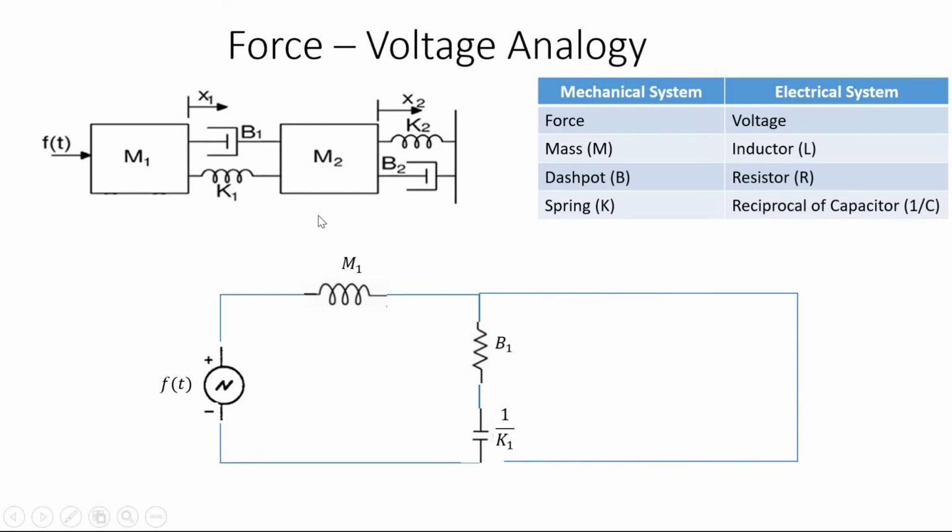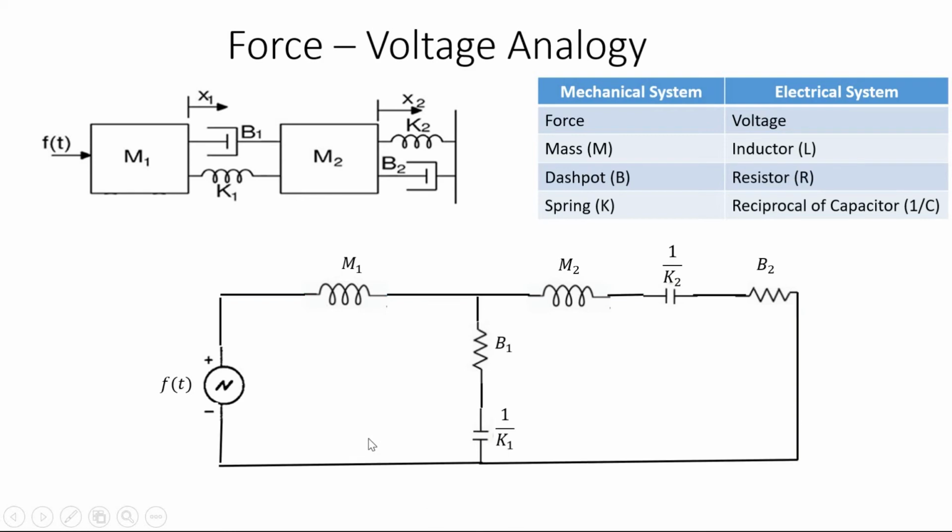Then next, for M2, the common terms are these, and the individual terms are the M2 terms. So that is an inductor, M2. Another pair is K2 and B2. K2 is a capacitor with value 1 by K2 since it is reciprocal, and the damper is a resistor with value B2. So these are the elements, and we can complete the circuit.